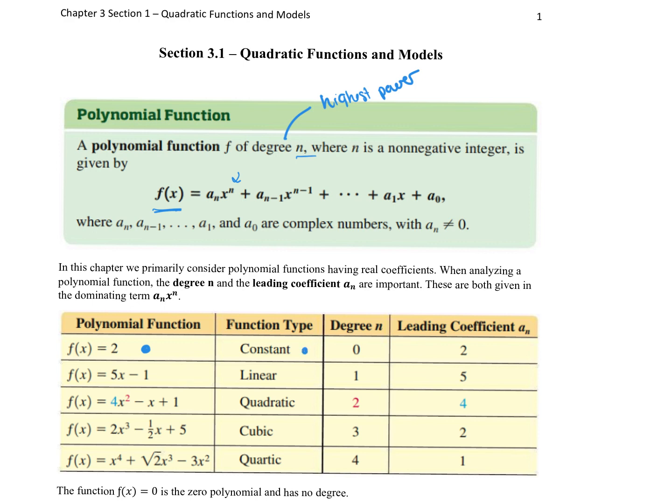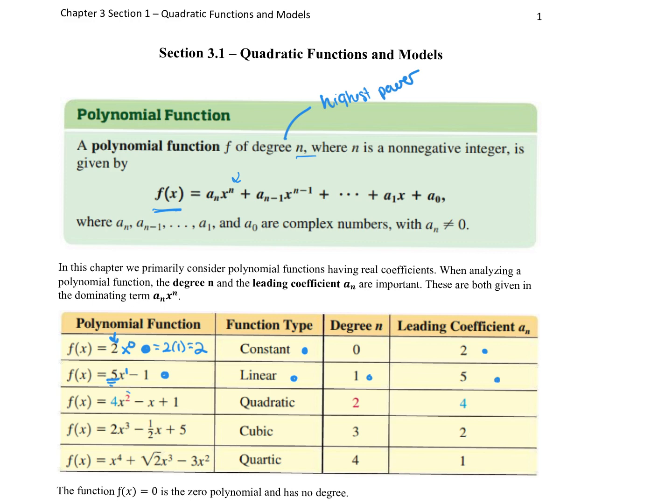Its degree is 0 because right here we would have x to the 0th. Anything to the 0th power is 1, which just makes 2. Its leading coefficient is 2. It is the number in front of the x. The next one is a linear function. Its degree is 1 because the power right here, my x, is 1. Its leading coefficient, the number with the degree, is 5.